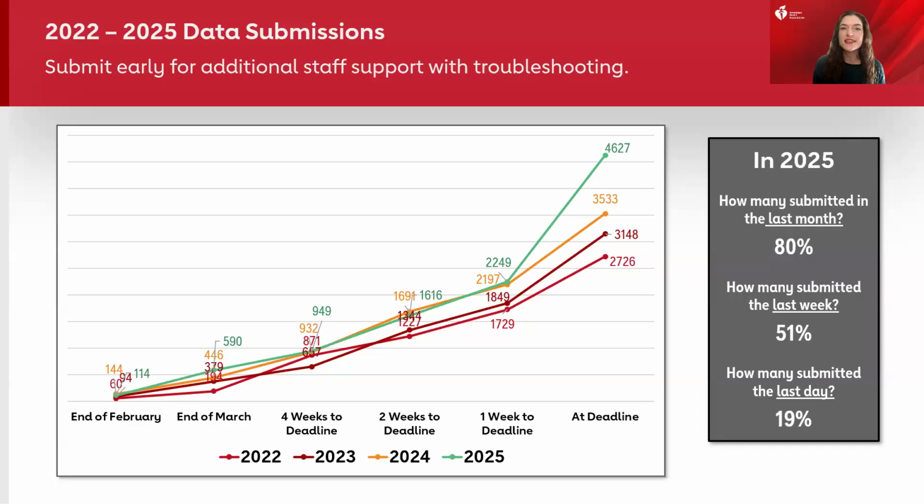The reason for this is that we want to make sure that we can provide you with the best support available when troubleshooting any errors. This might be a confusing question you need support answering, or it might be a technical issue like uploading your data. As you can see here, we tend to get the vast majority of our data submissions in the final month, and our team is supporting nearly 20% of all data submissions on the final day.